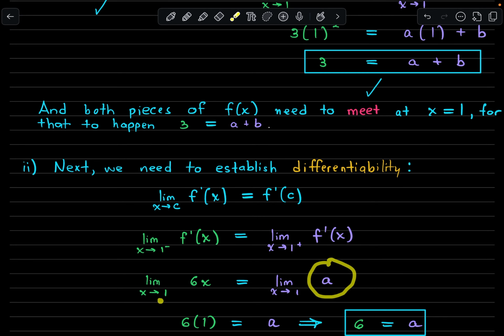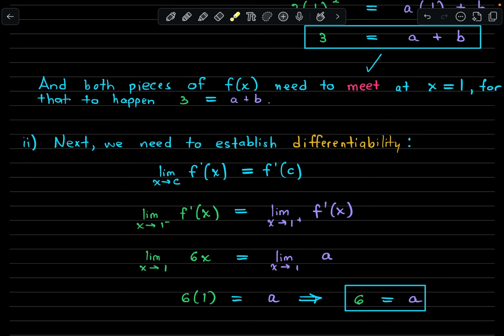So I've got 6x on the left side, a on the right side. If we evaluate these limits, I'm going to plug in 1 for x here. 6 times 1. There's no x here to plug in, so the limit as x approaches 1 of a is just a. So this piece of information tells me that a has to equal 6, okay?